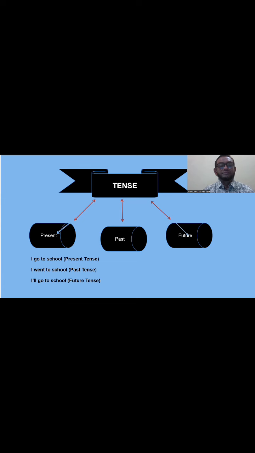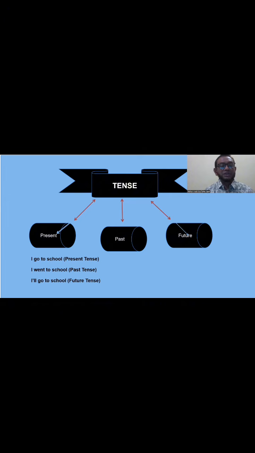Okay, my dear friends, as you can see on the screen, tense is classified into three kinds. Number one is present, number two is past, and number three is future. As an example, I can say, I go to school, that is present tense. That means the work is done in present time. And I went to school, it is past tense. That means I went to school in the previous time, not in present. And I shall go to school, that means I shall or will, we can say, I will go to school in future, not in present, not in past.